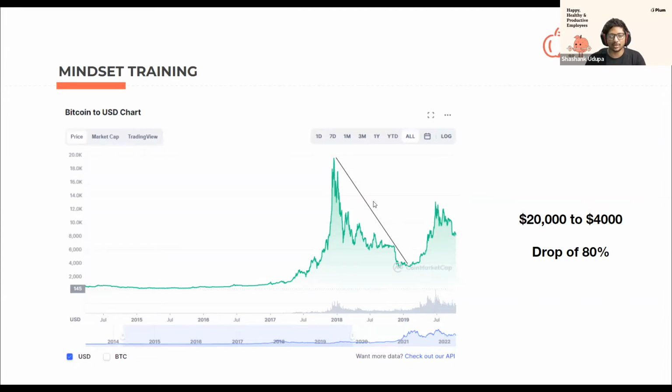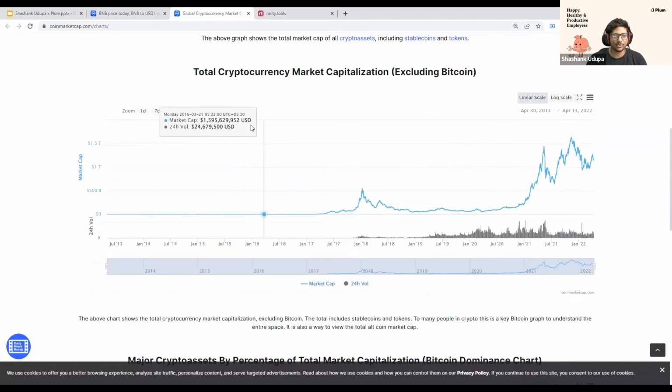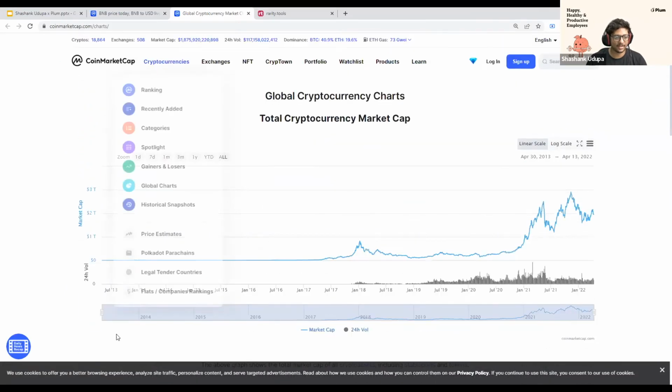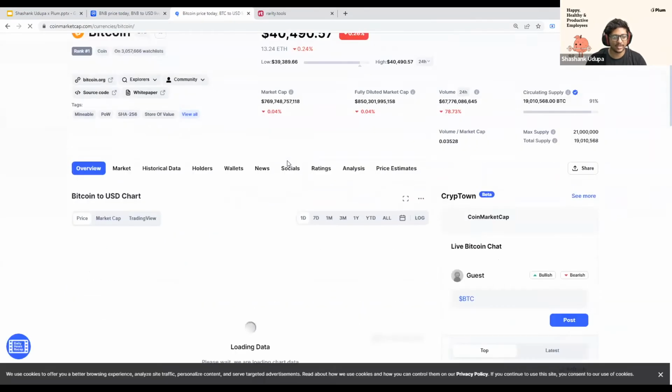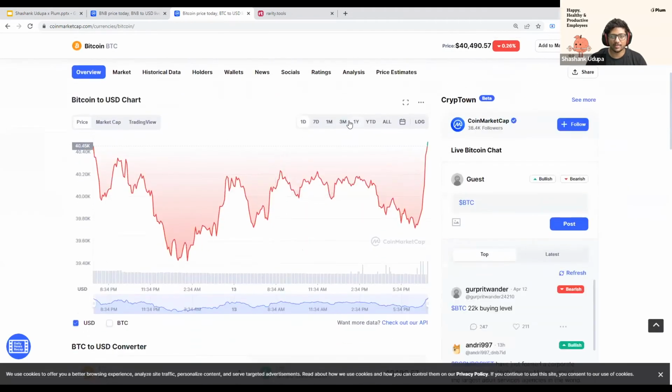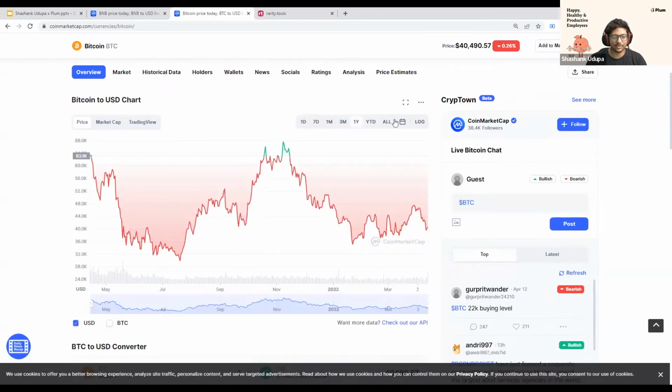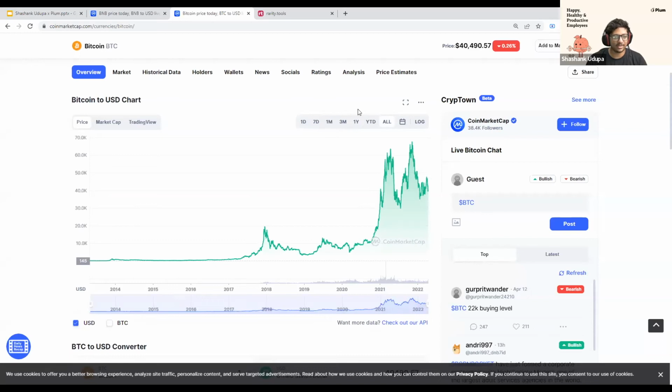So if I show you from another perspective, let me go here, click on Bitcoin. This is the Bitcoin price. If I do the last 1 year's price, it looks like this. If I do all-time pricing, it looks like this, right? So at this point, I'm just showing you this range.